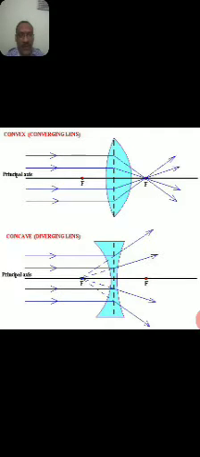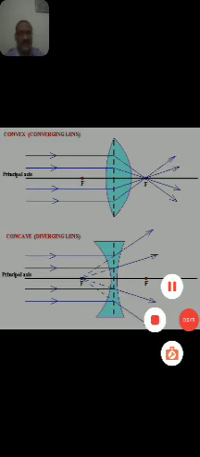If you see the below diagram, a concave or diverging lens, you are observing a principal axis, and the light rays are diverging so that they appear to focus on the left side only. For the convex lens the focal length is positive, and for the concave lens the focal length is denoted as negative. You are observing the diagram showing positive focal length and negative focal length.